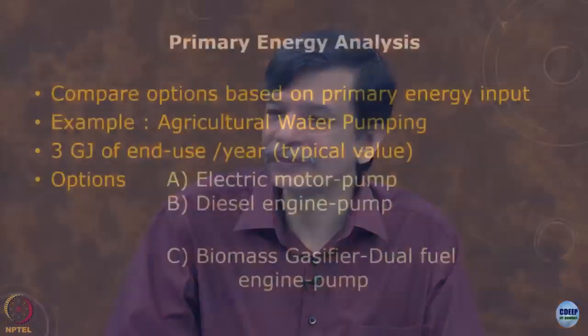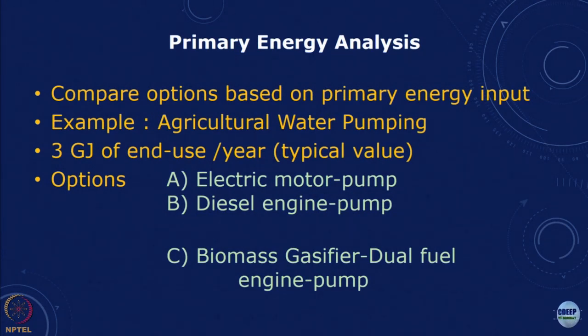So, let's look at now the first option, that is water pumping, and we want to compare the options based on primary energy input. The example is agricultural water pumping. Typically there are a large number of pumps used all over the country, and we have some measurements of the kind of water used. The final end use for the pump is the flow rate of water times the head that is developed, and that is the power output, which multiplied by time depending on the number of hours of use gives the end use. Based on the studies which have been done in the country, typically the value of end use which we require is given to us as 3 gigajoules of final useful energy.